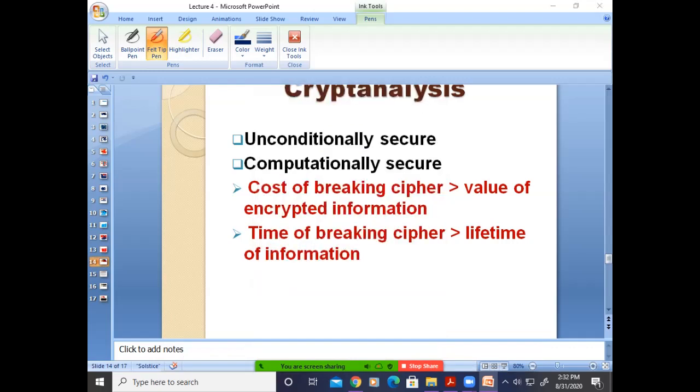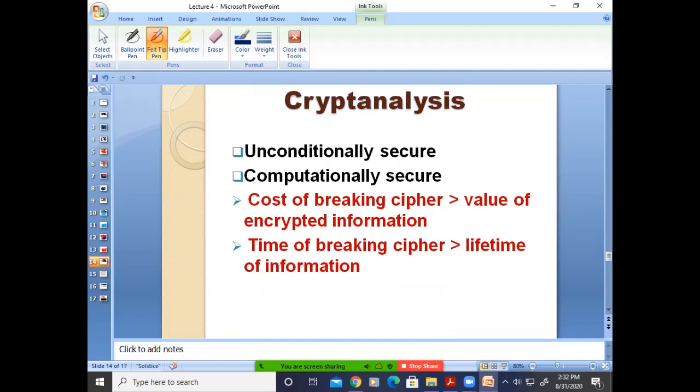Now, whenever a cryptanalysis attack is happening, how can we secure the information? What are the characteristics? One is that whatever information we are converting from plain text to ciphertext should be unconditionally secure. What is the meaning of unconditionally secure? Even though he knows the nature of the algorithm or some portion of the information, the opponent should not be able to extract the information or decrypt the data. That is unconditionally secure.